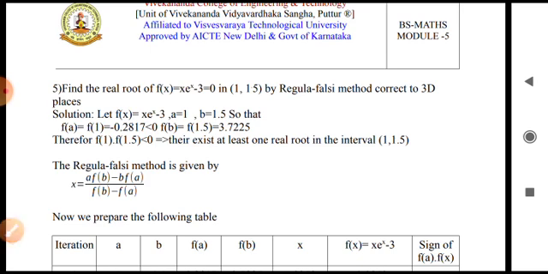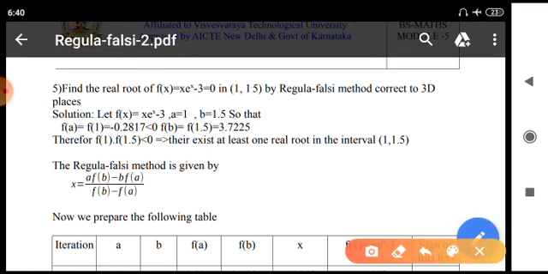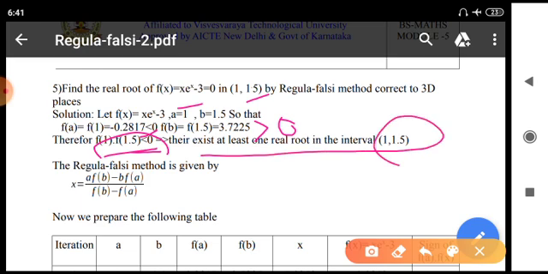Let f of x be equal to x e power x minus 3 and a is given as 1, b as 1.5, because we have to choose a and b such that a is always less than b. So that f of a, which is f of 1, is minus 0.2817, which is less than 0, f of b, that is f of 1.5, is 3.7225 which is greater than 0, so f of 1 into f of 1.5 is less than 0.